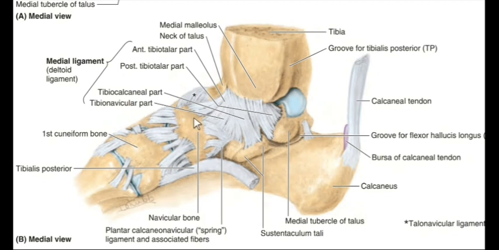The superficial part is subdivided into different fibers. Number 1, anterior fibers or tibionavicular part. Number 2, the middle fibers or tibiocalcaneal part. And the third one, the posterior fibers or posterior tibiotalar part. Here you can see the deep part, which is the anterior tibiotalar fibers. The deltoid ligament is a very strong ligament, and excessive tensile forces on the ligament result in an avulsion fracture rather than a tear of the ligament. The ligament is prone to injuries in inversion.